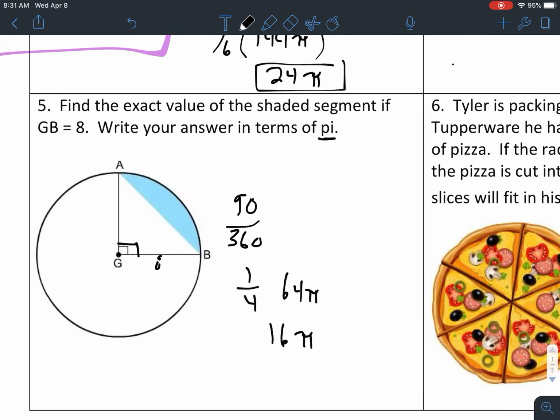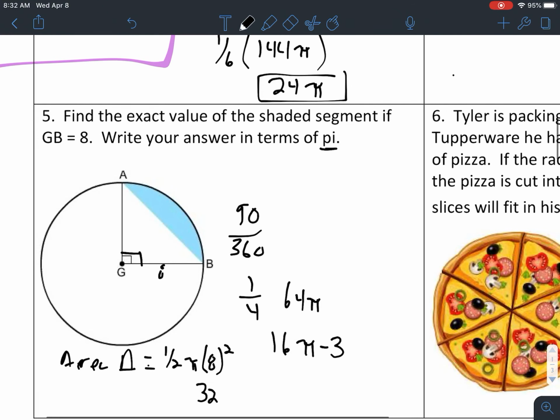So, area of a triangle is equal to 1/2 pi times 8 squared. Okay. So doing half triangle, pi, 8 squared, and we're going to use pi in this one, comes out to being 32. Okay. So essentially, the area of this segment is 16 pi minus 32.